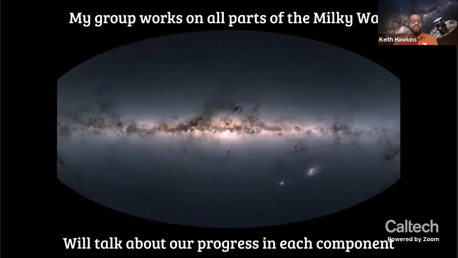Okay, so the rest of my talk will really be focused on individual components of the galaxy and some of the work that my group is doing in those individual components.